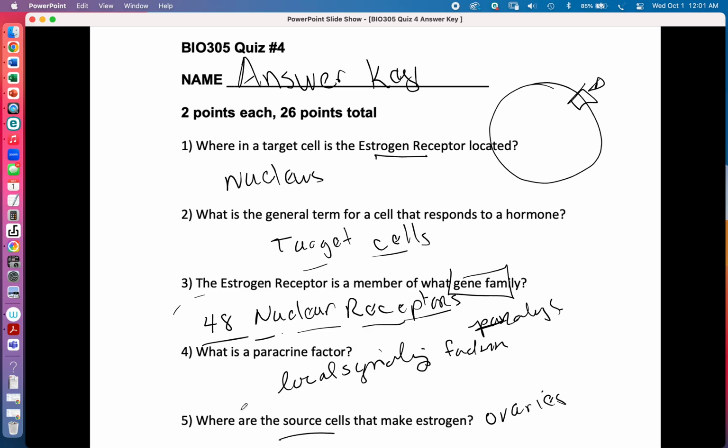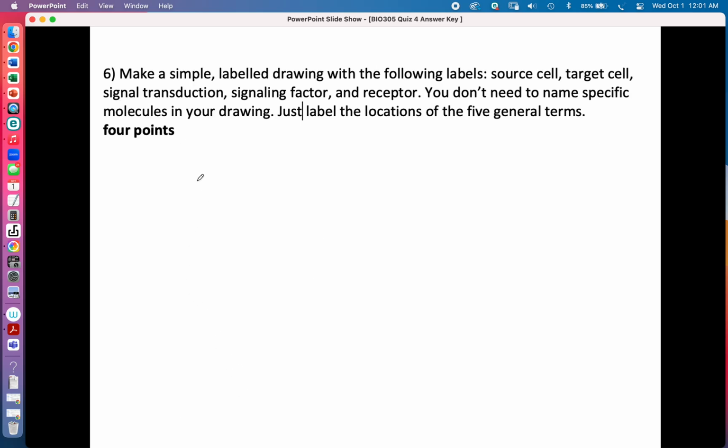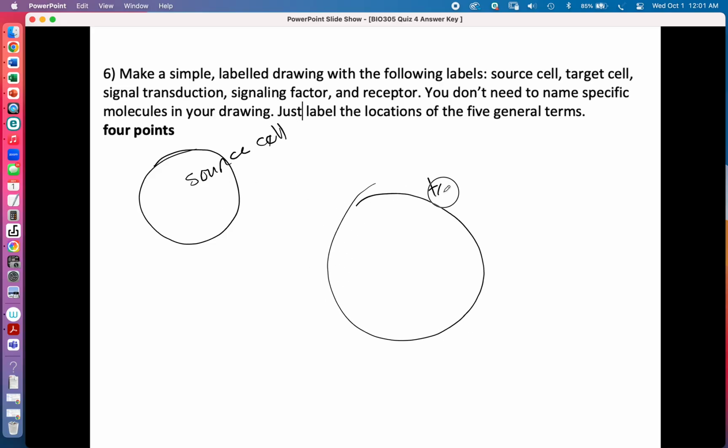Okay, so then just two drawings. The first drawing looks like this. We're going to have a source cell, and we've got a label. So that's a source cell, and then a target cell. And the signaling factor is going between them, floating between them.